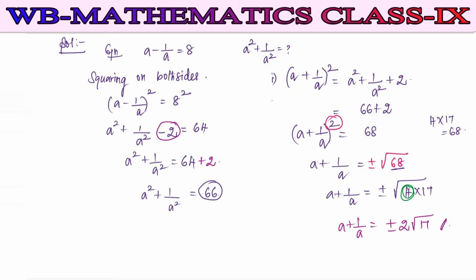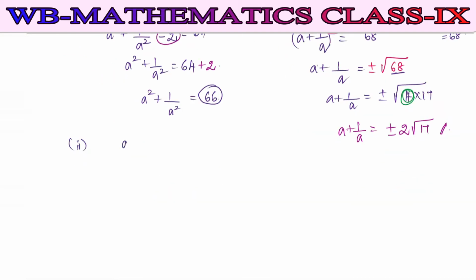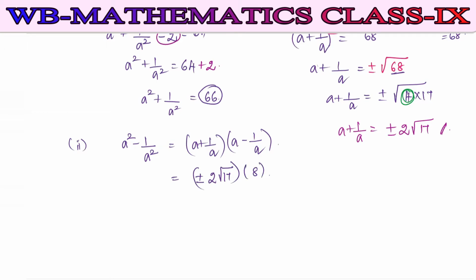Next we need to find the second sub question, a square minus 1 by a square. The formula is a plus 1 by a into a minus 1 by a. So a plus 1 by a value is plus or minus 2 root 17. And a minus 1 by a value is 8. So when you multiply, what you will get is plus or minus; we just need to multiply the numbers. 8 into 2 is 16 root 17. So this is the final answer: a square minus 1 by a square is equal to plus or minus 16 root 17.